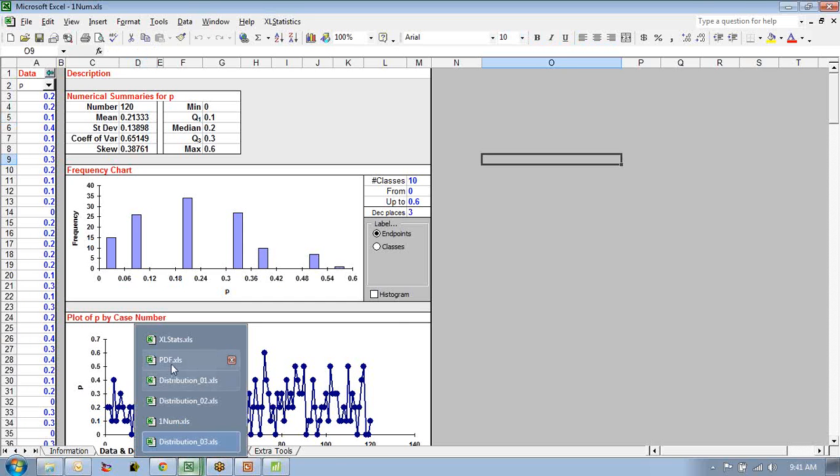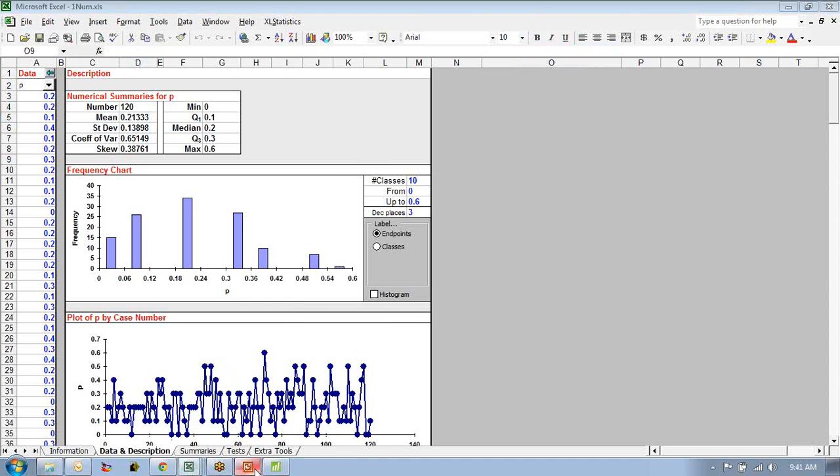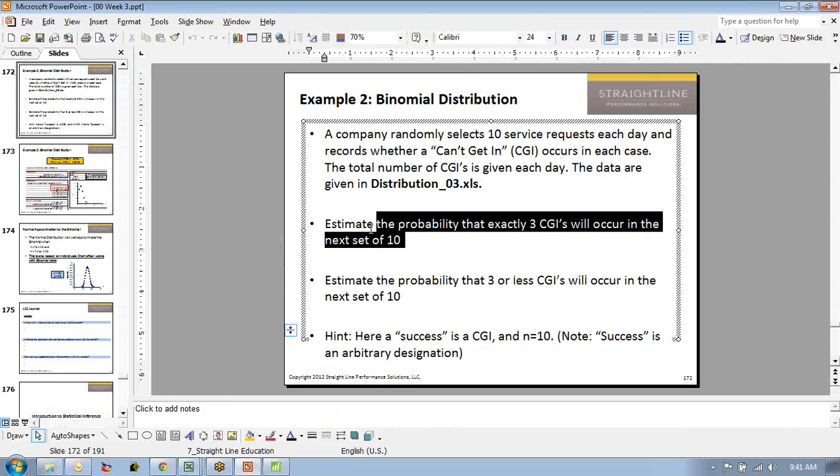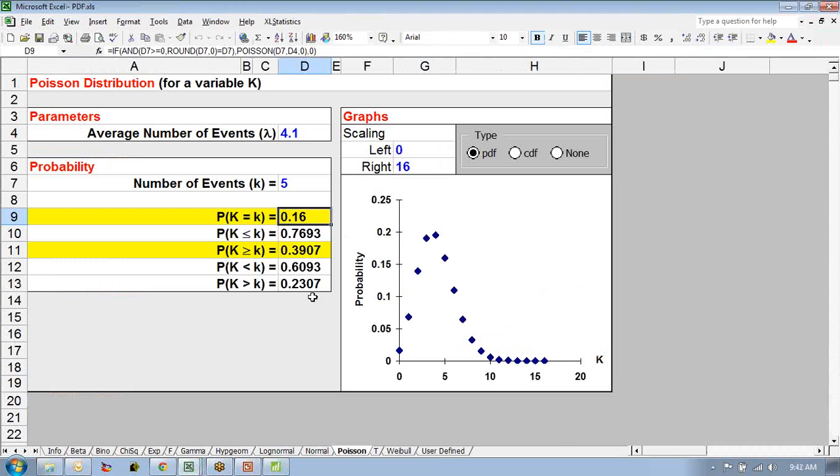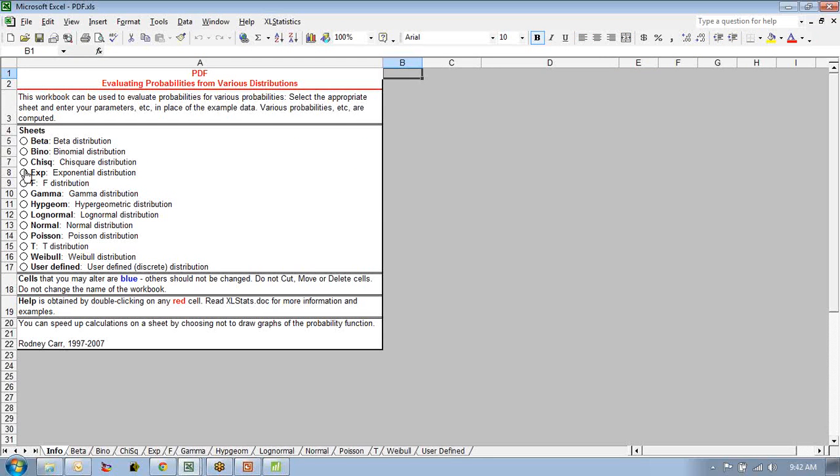Now let's go to our PDFs and solve the problems we're looking at. In the next set of 10, what's the probability that we get exactly 3, or what's the probability that we get 3 or less? Let's answer both of those questions first, and then I want to show you what you can do with some of these. So we're going to go with binomial.